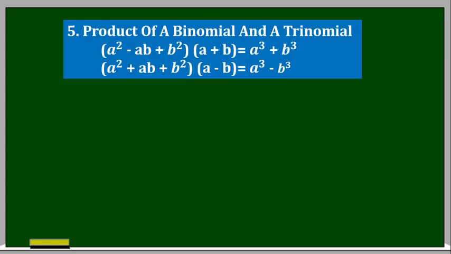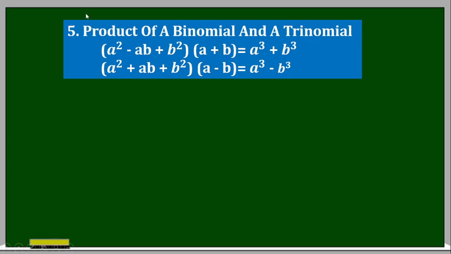Next, for the last special product, we have the product of a binomial and a trinomial. In symbols, we have quantity a squared minus ab plus b squared times quantity a plus b is equal to a cubed plus b cubed. So ano ang nangyari dito? May pattern ba kayong nakikita? From here, you are going to get the cube of the first and the cube of the second.